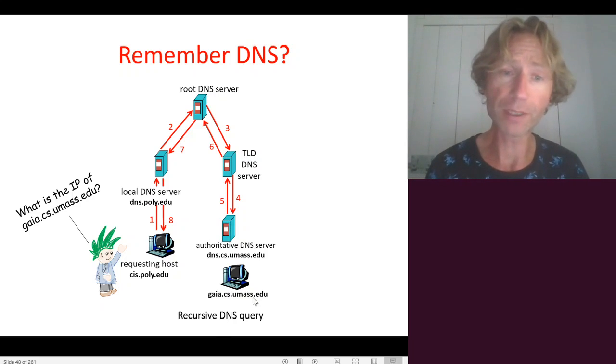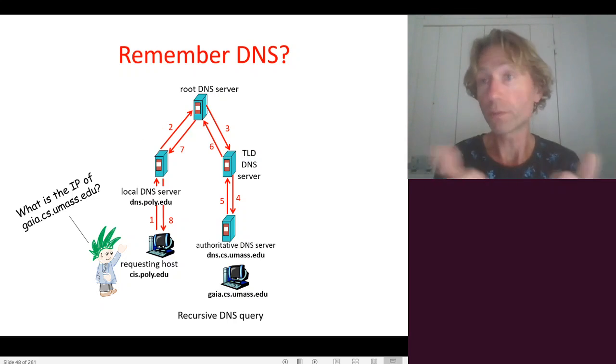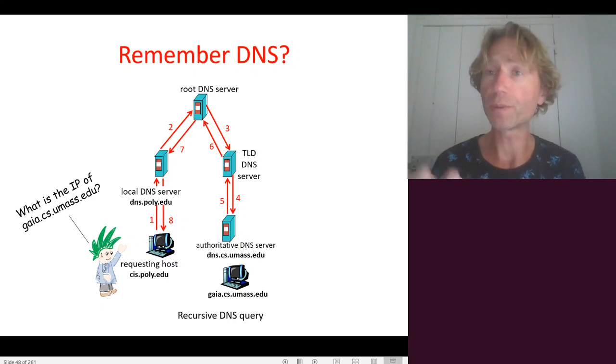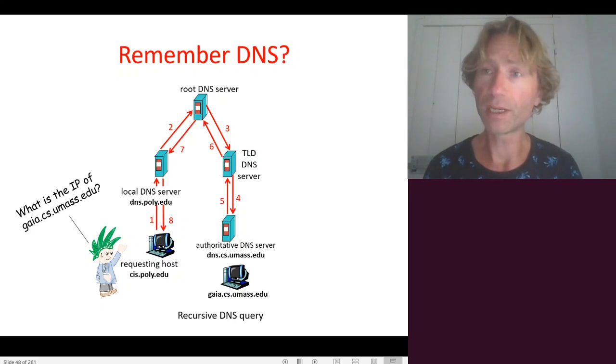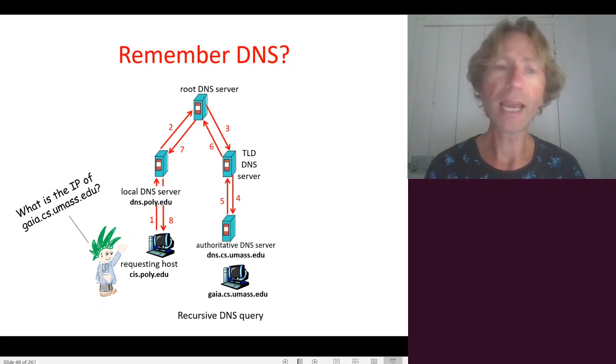It knows the IP address for this machine, sends it back to the top-level domain name server, which sends it back to the root domain name server, which sends it back to the local domain name server, and the local domain name server says, first of all, let me cache this entry so that if there's a subsequent lookup for that same symbolic name, I actually can provide the IP address directly and reply to the requesting host. Okay, that's one way of operating. That's the recursive DNS query.